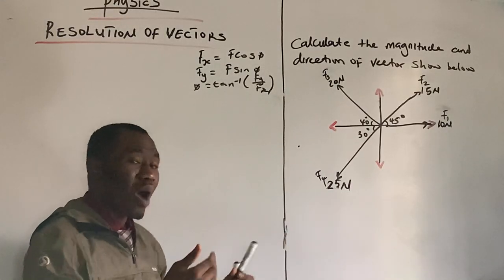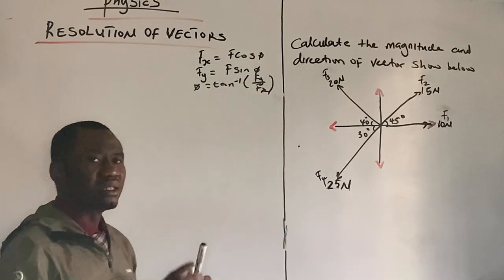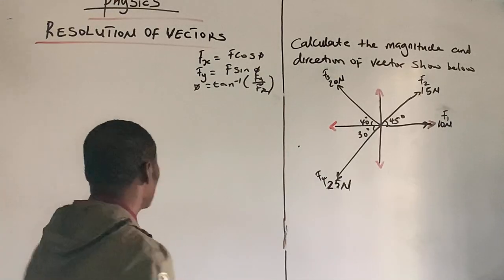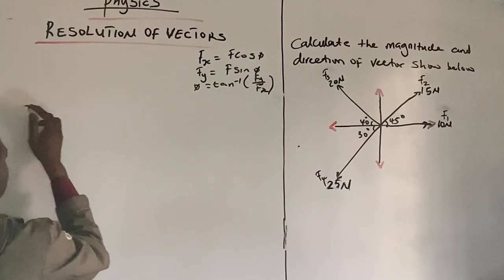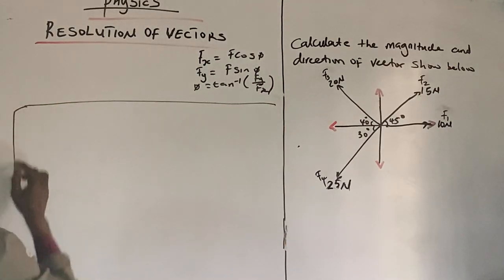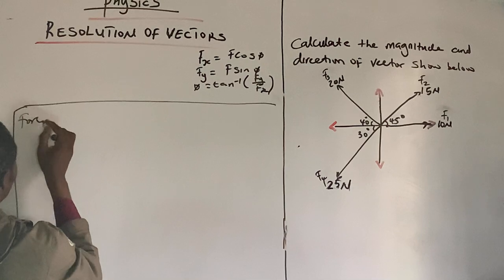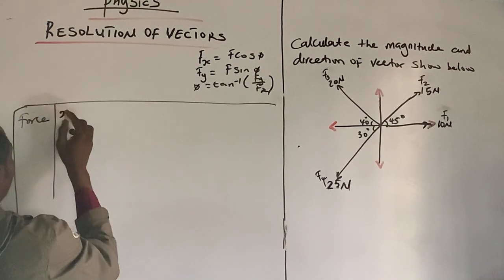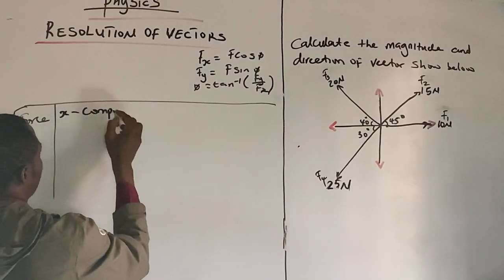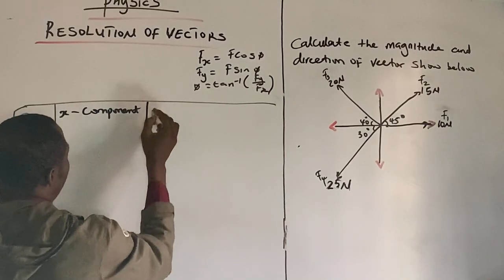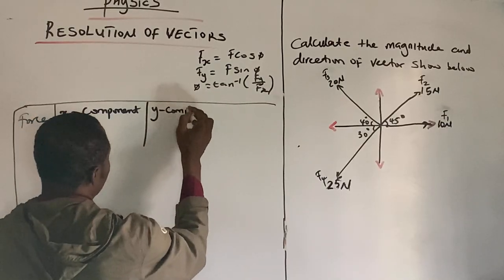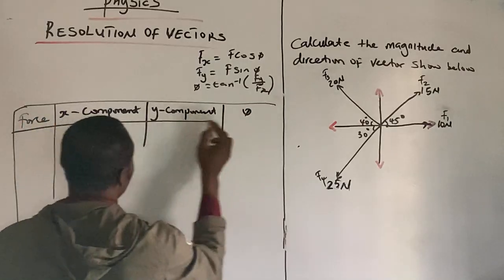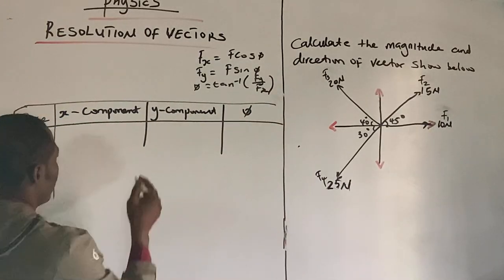Let's draw a table. Why I prefer drawing a table is that it will make the work appear on a chart and make it more neat. So let's draw a table. We have this table. All right, we have the force. After the force, use another pen. We have the X component. Then we have the Y component. Then we have the theta, or the angle of inclination. And let's start with the first one.